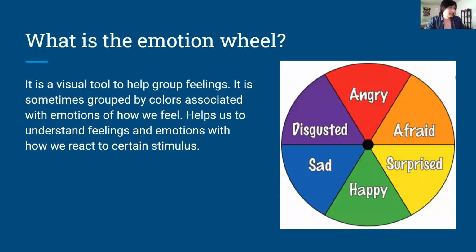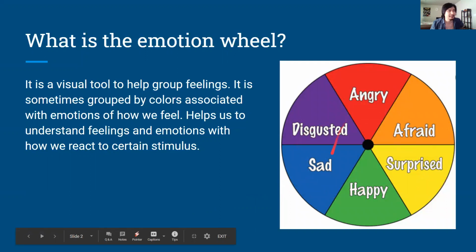Okay, so what is an emotion wheel? It's a visual tool to help group your feelings. It's sometimes grouped by colors associated with emotions of how you feel. It helps us understand feelings and emotions and how we react to certain stimuli. Looking at this example, this is a very basic example of an emotion wheel. In some cases, it's very similar to a color wheel, at least with how things are organized and how it looks. The only difference is usually each of these little sections is associated with an emotion.